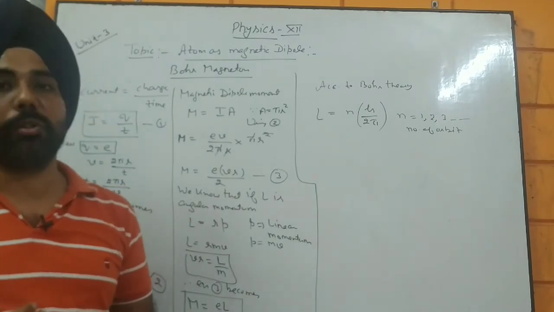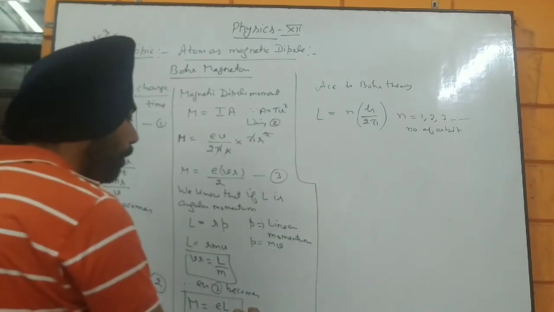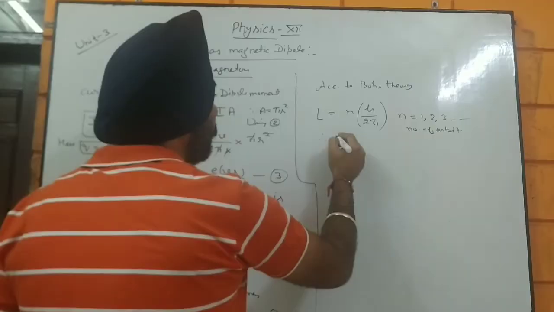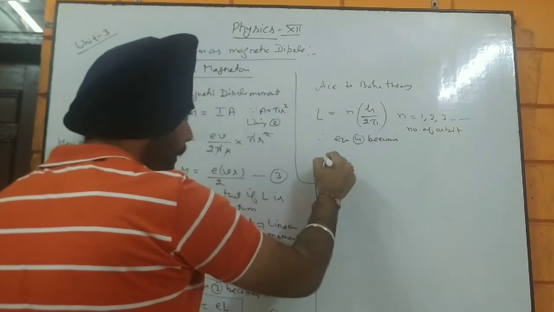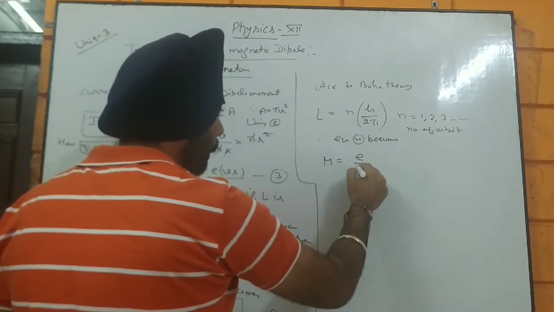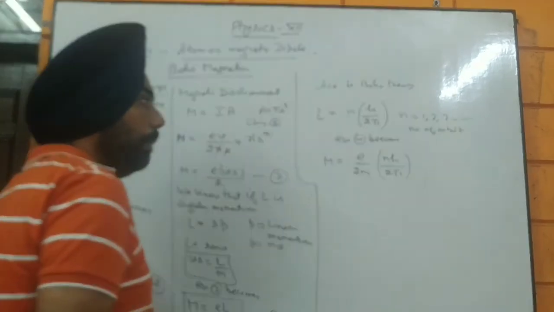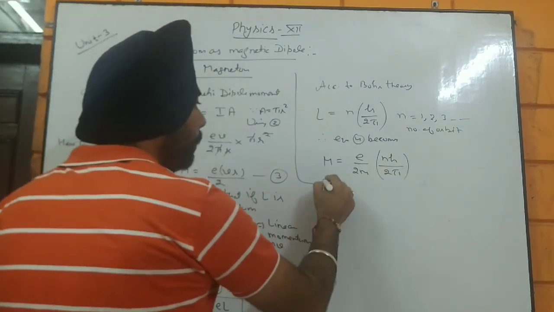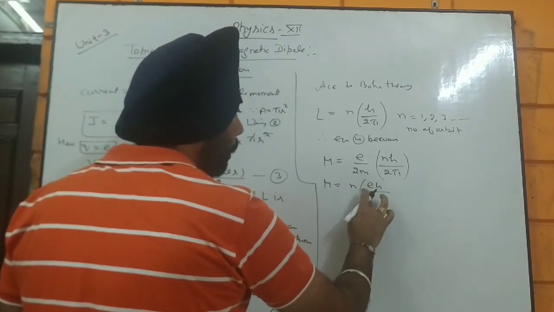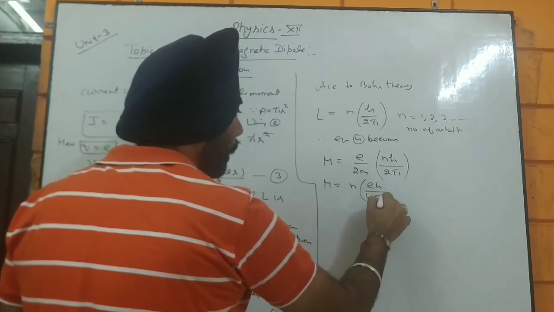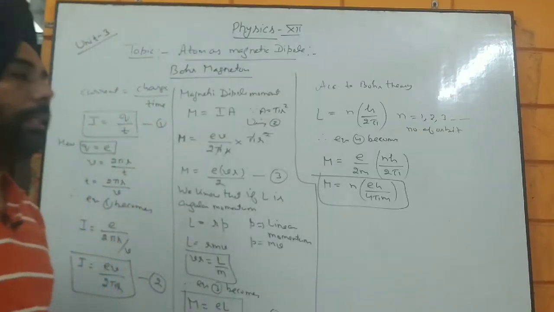and h upon 2 pi is given by the Bohr theory. Now, where h is Planck's constant. So we can just put up that value here. So therefore equation 4 becomes, yes, capital M is equal to e upon 2m into nh upon 2 pi. Now you can put up the value of n, which is enh upon now 2 into 2 is 4 pi m. Now that is the basic formula of magnetic dipole moment.